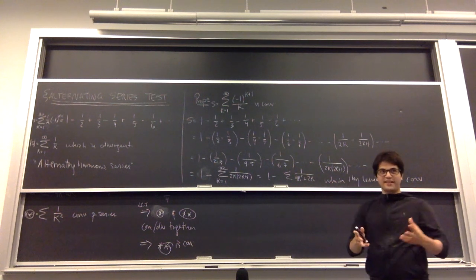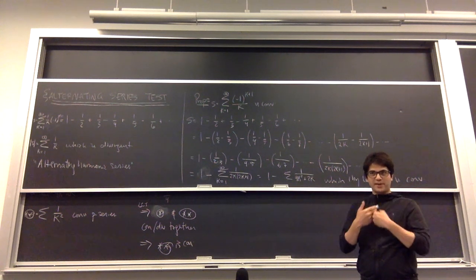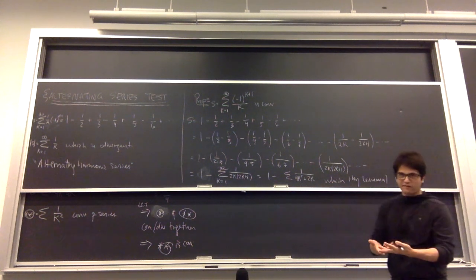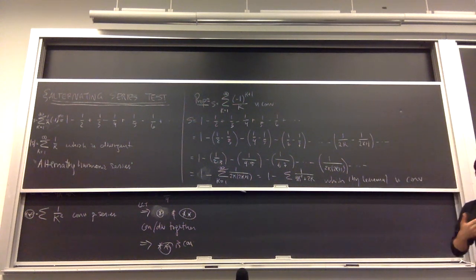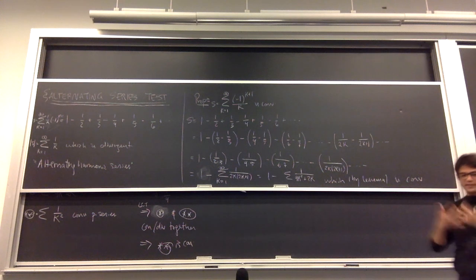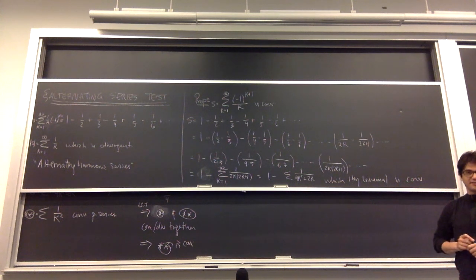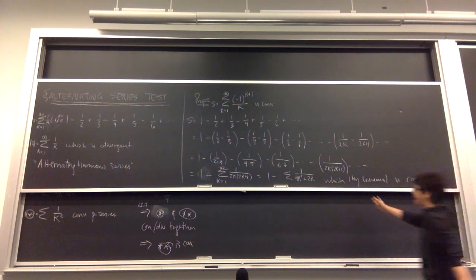Okay? Did everyone see that? We have a bunch of standard examples. The harmonic series is a standard example of a divergent series. The alternating harmonic series is an example of a series that converges, but does not absolutely converge. Okay? So we have a name for this.